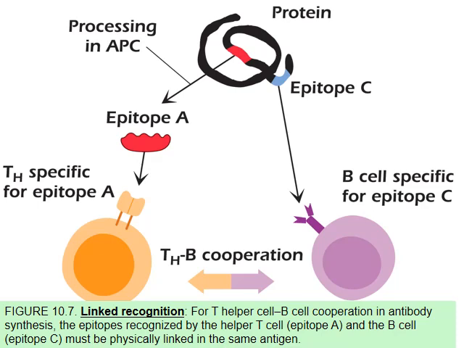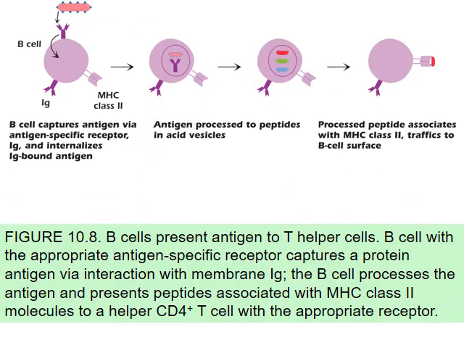The other important thing is, let me show you in a better picture, maybe it will make sense. You can see from here, a B cell captures an antigen via antigen-specific receptor Ig and internalizes it. Then the antigen is broken up into small chunks of peptide in an acid vesicle, and it is associated with class 2 and comes to be expressed.